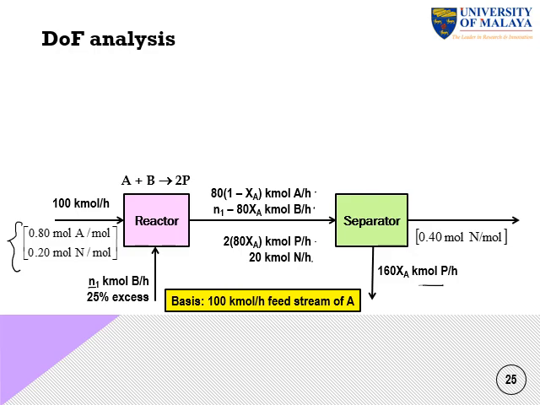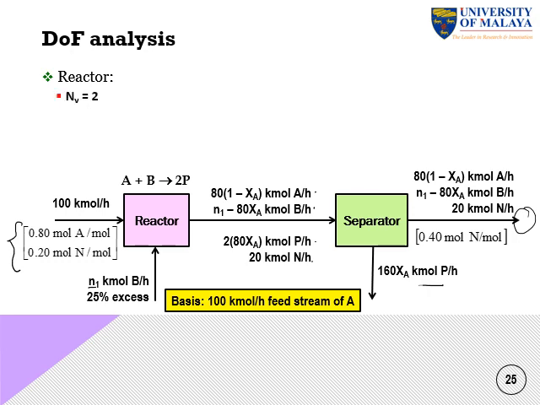So whatever is being fed to the separator for P will come out here. And what appears at this other stream here is A, B, and N. So whatever you label at the reactor outlet is the amount that will come out in this separator. So do a DOF analysis at the reactor to see where we want to start first.